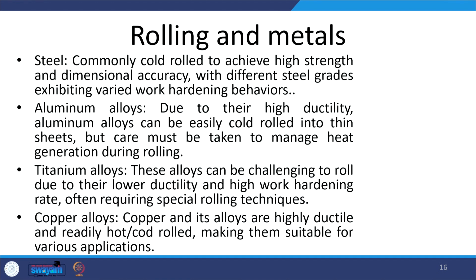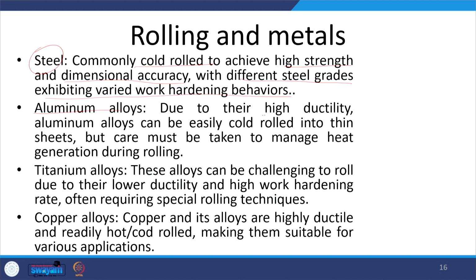Okay. Now, the rolling is done on a variety of metals, the common metals, and how these respond to the rolling. So, the steels are commonly cold rolled to achieve the higher strength and dimensional accuracy, as different steel grades offer different work hardening behavior. Okay. For significant reductions, the hot rolling can also be done.